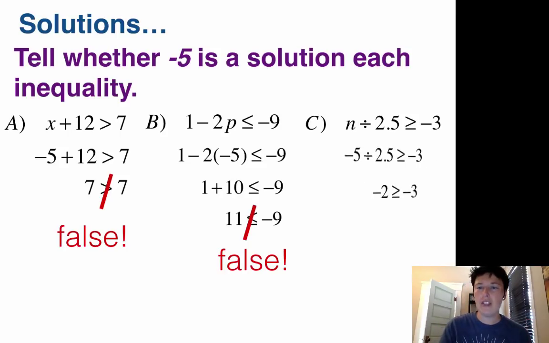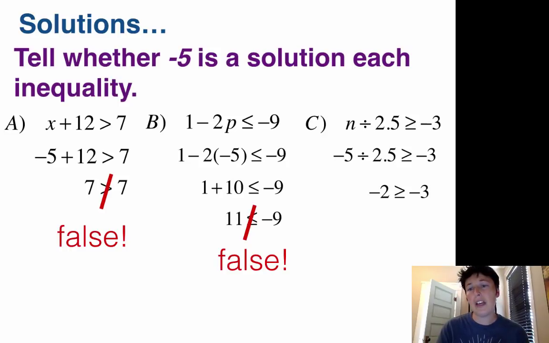Put negative 5 in and divide it by 2.5. Negative 5 divided by 2.5 is negative 2. Is negative 2 greater than or equal to negative 3? Well, it's not equal, but it is greater. Negative 2 is better than a negative 3. So yeah, true, totally on that one. Negative 5 is a solution on the last one. So it didn't work on A and B, but it does work on C.